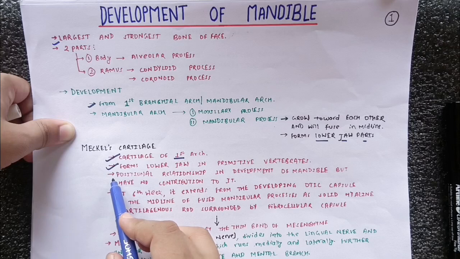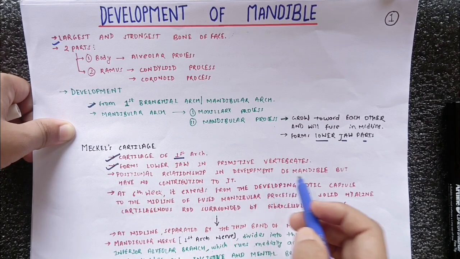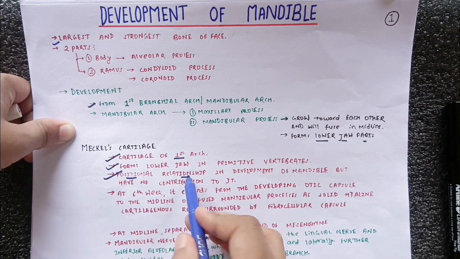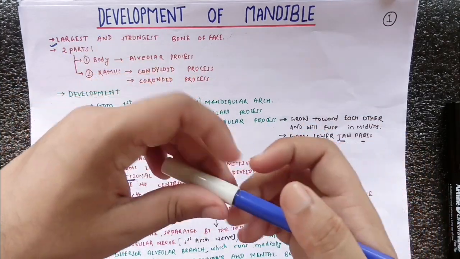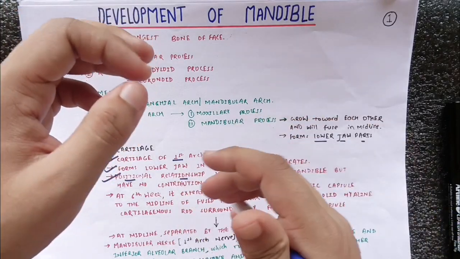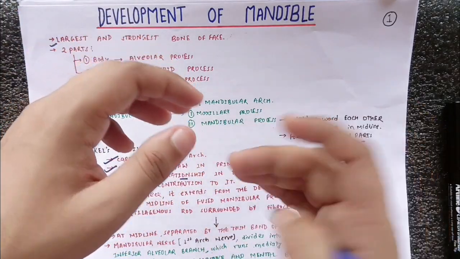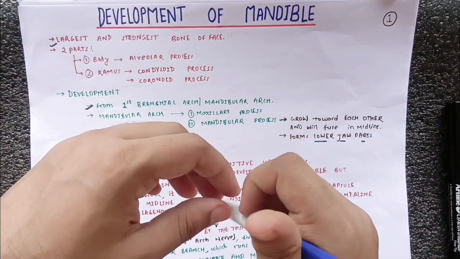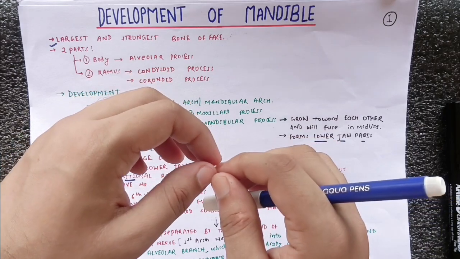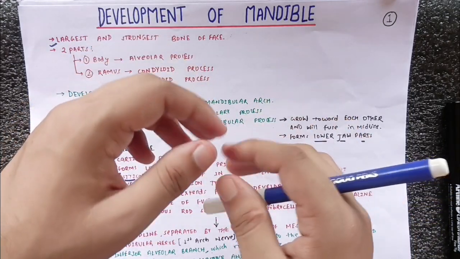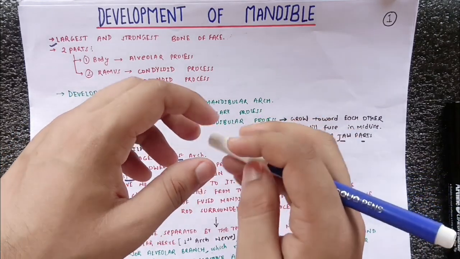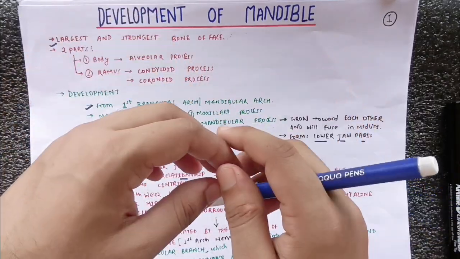As I have written here, it has a positional relationship in the development of the mandible but has no contribution to it. So this point wants to tell us to just remember that Meckel's cartilage forms the lower jaw in the primitive vertebrates, but in higher vertebrates it doesn't form part of the mandible or the mandible itself. It only acts as a template. It helps in the formation of the mandible but doesn't constitute a part of it during the development of the mandible.